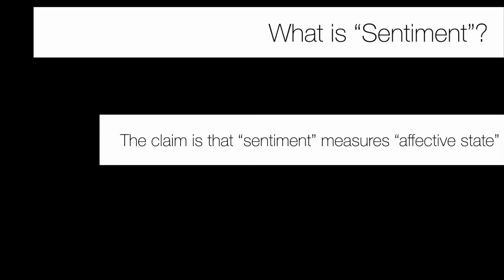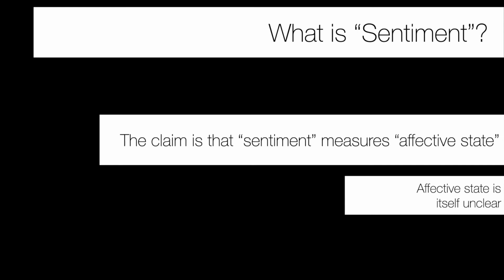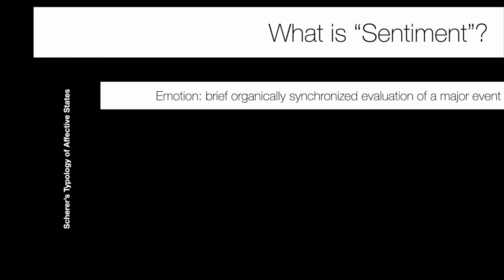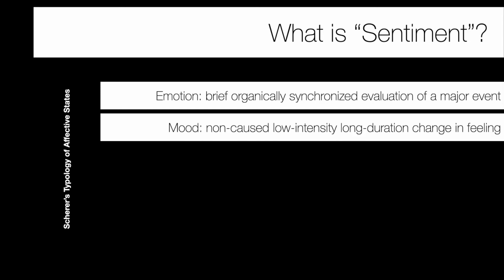Generally it is claimed that sentiment measures affective state, but affective state can mean many different things. In the literature, there's something called Scherer's typology, which talks about the different kinds of affective states. There's emotion, which is generally a brief but synchronized evaluation of an event. There's mood, which is not really a caused thing. It's low intensity and has relatively long duration, but it has some aspect of positive or negative mood.